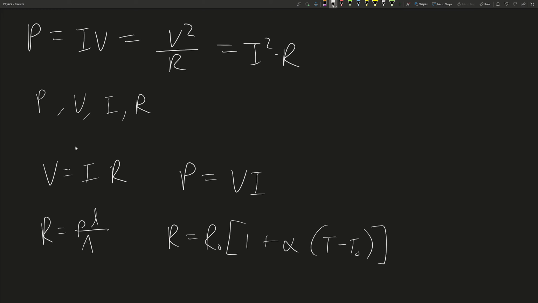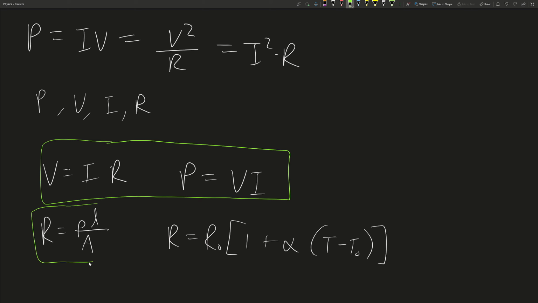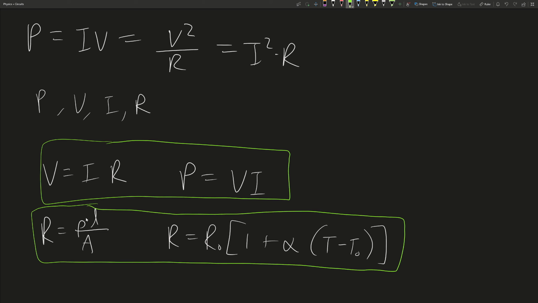Now, when you're analyzing circuits, usually you only have to use the top two equations. When you want to find out the resistance of a material, or a certain geometry of material, then you can use the bottom two equations. So usually you won't have to use the bottom two to analyze circuits themselves, but they are for properties of resistors themselves.